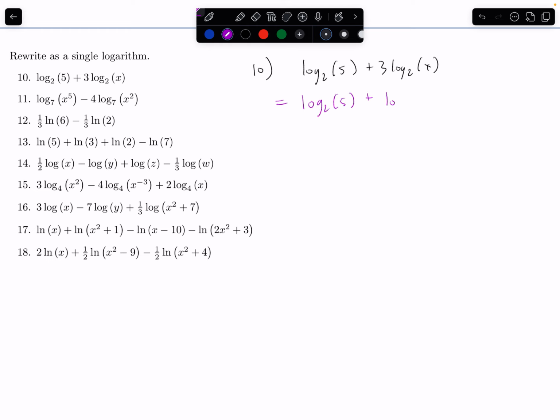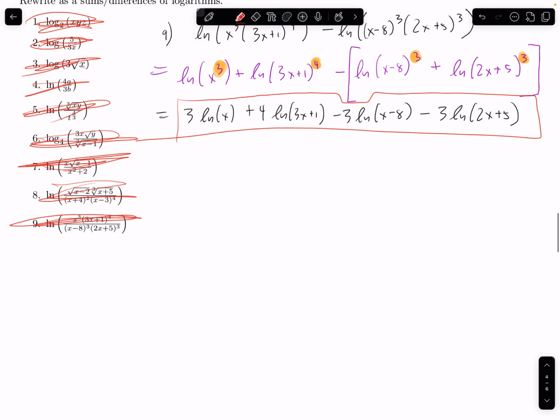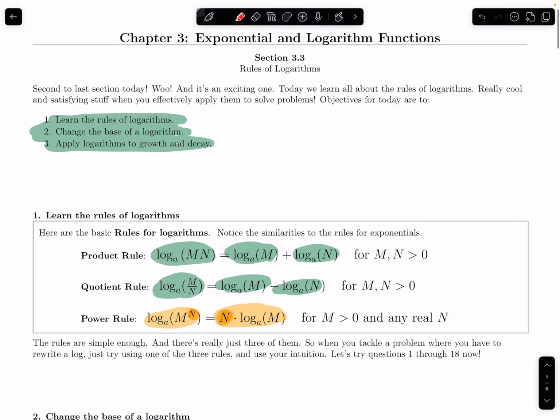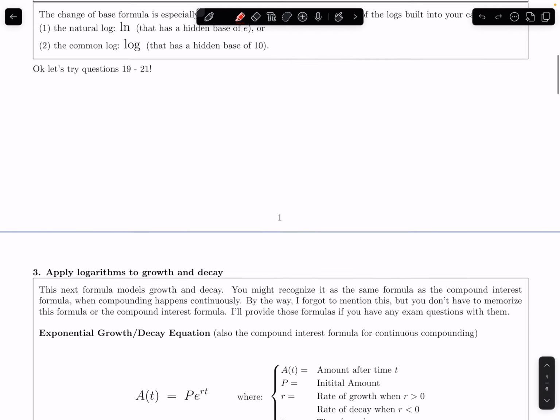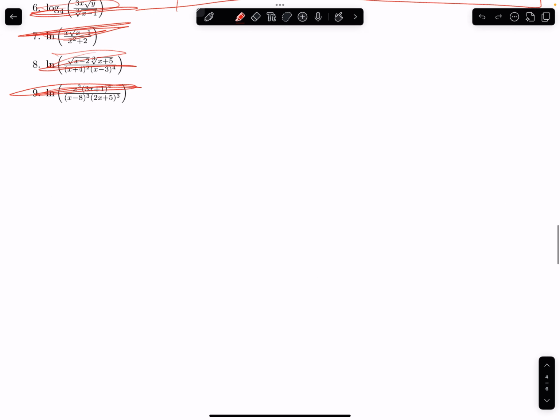Log base 2 of 5 stays the same. This is log base 2 of x to the third. You're just doing the opposite, right? Think about back to your rules. If I have something that has a number in the front, I can go back in this direction to change it to a power instead inside the log. That's if I'm trying to get a single log, right? I'm trying to combine it to one log.